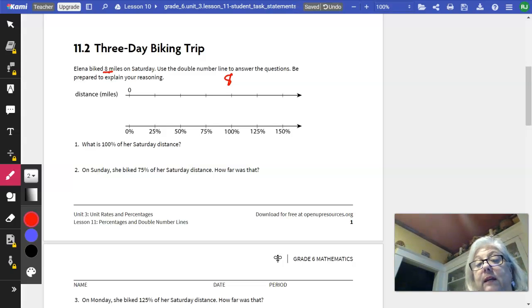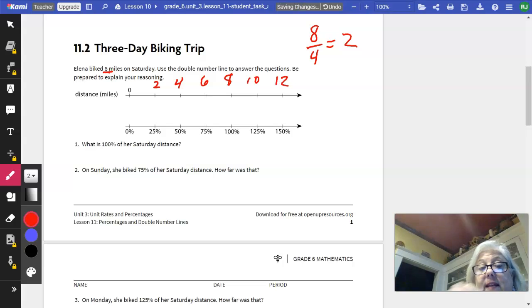Well, what is this counting by to get to 8? Well, it's 1, 2, 3, 4. So it's counting in fourths. So what is 1/4 of 8? Well, to find out what 1/4 of 8 is, you would say 8 divided by 4 equals 2. Okay? So that means this would be 2, 4, 6, 8. If we're counting by 2's, then you would go on to say 2, 4, 6, 8, 10, and 12. So we've divided this out now.